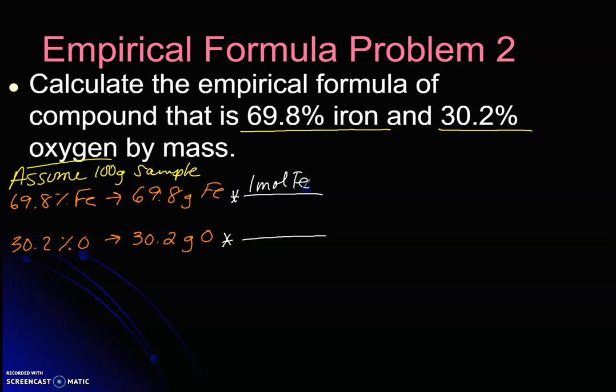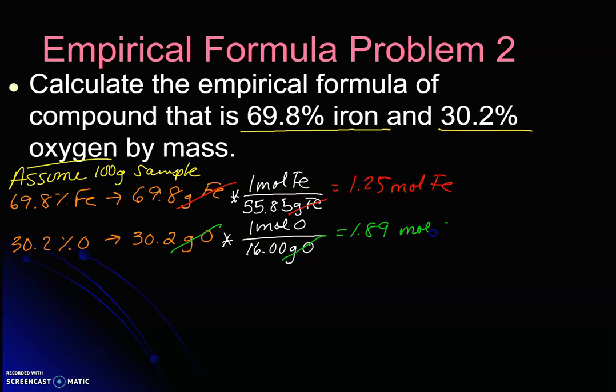1 mole of iron weighs 55.85 grams, rounded to 2 decimal places. And you know the molar mass of oxygen by now. Molar mass of oxygen is a nice even 16. So grams of iron are going to cancel out. And using my calculator, which you hopefully have in front of you, is 1.25 moles of Fe. And then my 30.2 grams of oxygen divided by 16 is going to give me 1.89 moles of oxygen.